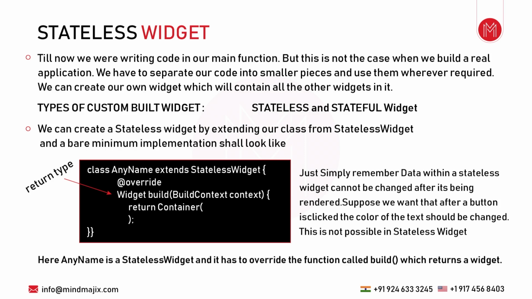Now here, this is a stateless widget. There is a name of the widget and it has to override the function called build, which returns a widget as a return type. This widget can be a scaffold, a container, a button, or an icon. So it's not like a stateless widget is always a complete screen. It can also be a separate chunk of code as well.